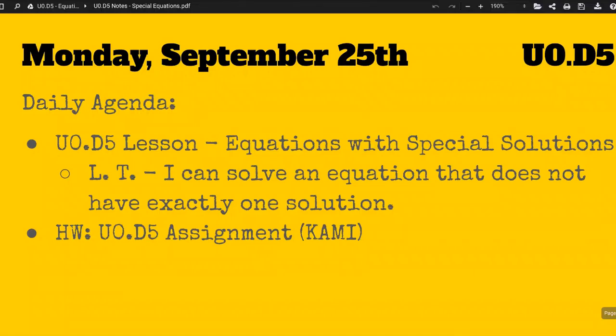Hi, happy Monday, everybody. Today we're going to look at day 5 in our unit, which is on equations with special solutions. So our learning target today is I can solve an equation that does not have exactly one solution. So there's a hint as to why we call it a special equation.